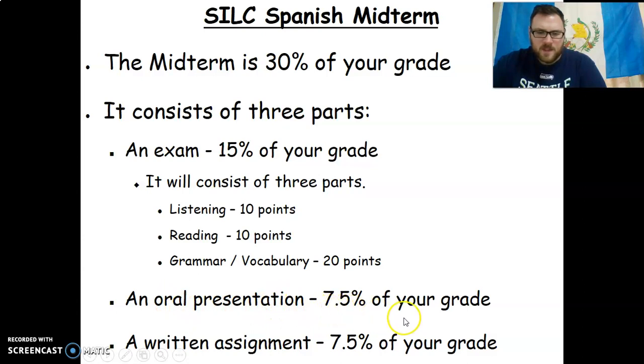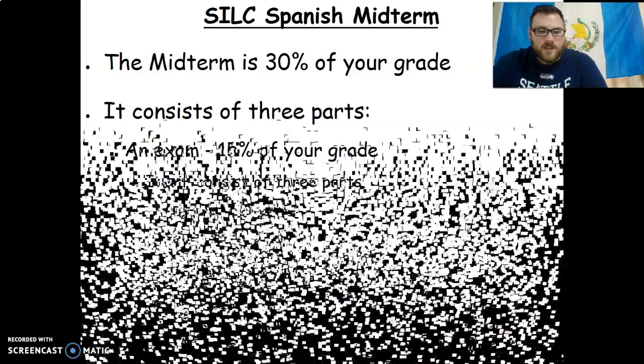That's 7.5% of your grade. And a written assignment, that's also 7.5%. So pretty much those two are 15%. This one's 15%. That's kind of my idea behind it. You're getting more than just points from a test. You also get credit for just speaking and just writing. It's kind of to make it even, instead of just one big test for your total grade, which is kind of not good. Okay, so let's look at all that stuff.